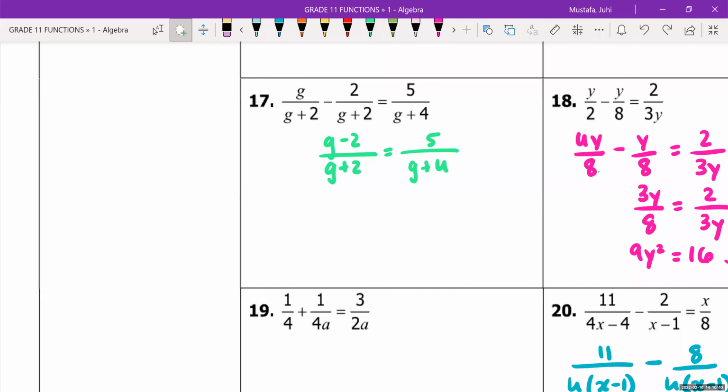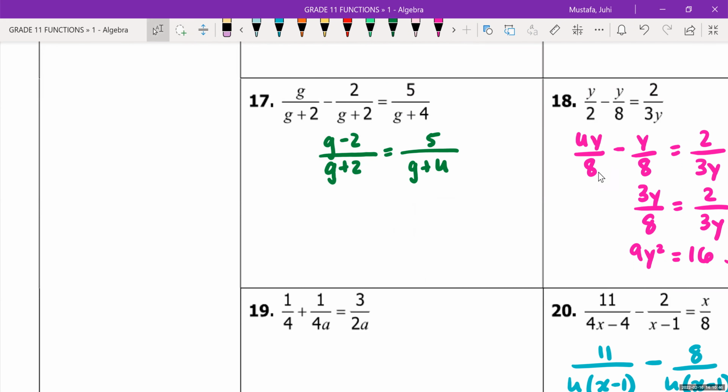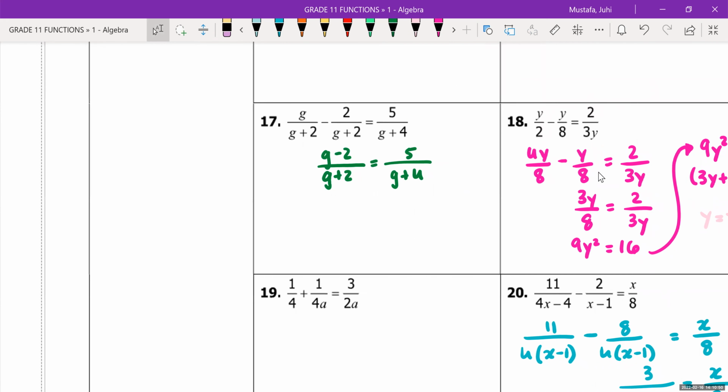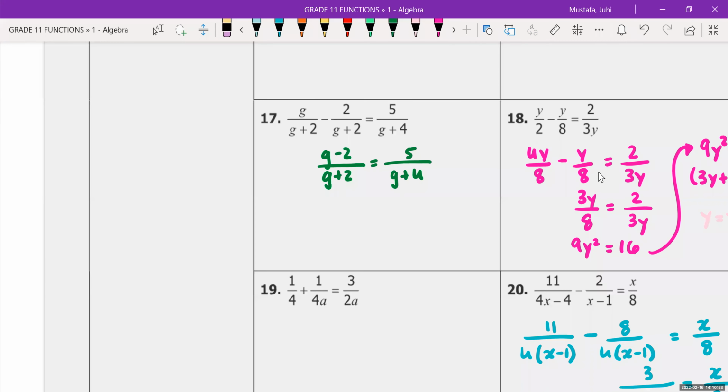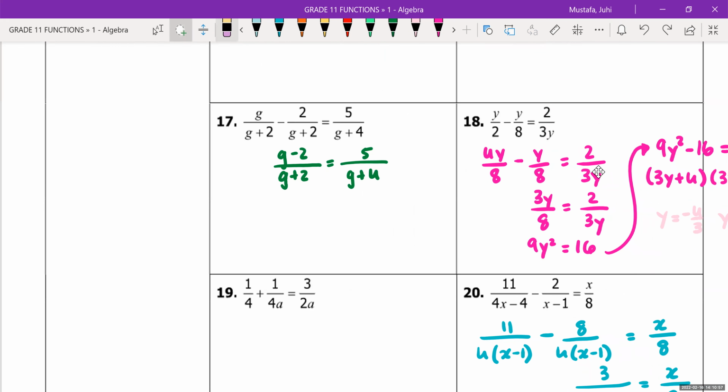I recognize that you guys can't see this, so I'm going to change the color to be something a little darker. There we go. I don't know what just happened. Just going to rewrite this. So it's g minus 2 over g plus 2 is equal to 5 over g plus 4.